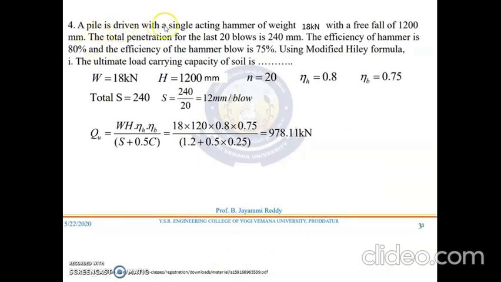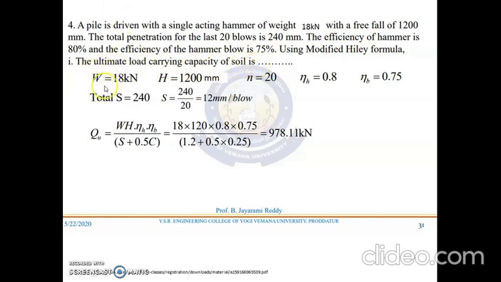A pile is driven with a single acting hammer of weight 18 kilonewton with a free fall of 1200 mm. The total penetration for the last 20 blows is 240 mm. The efficiency of hammer is 80% and the efficiency of the hammer blow is 75%. Using modified Healy formula, the ultimate load carrying capacity of the soil has to be found out.